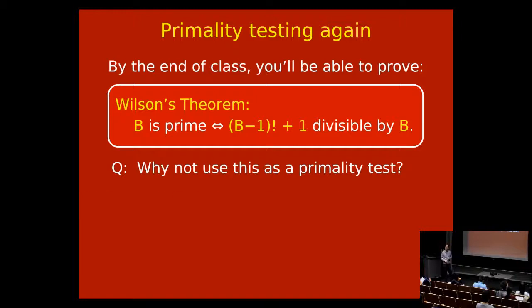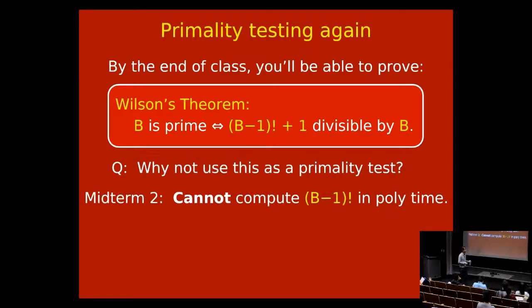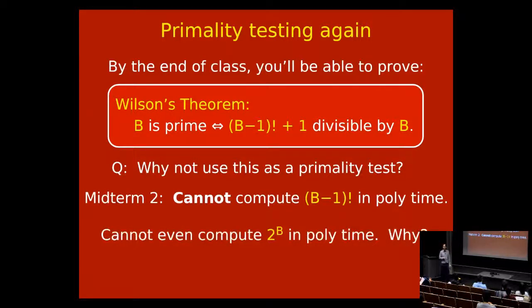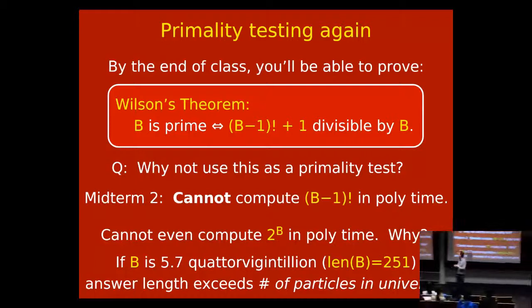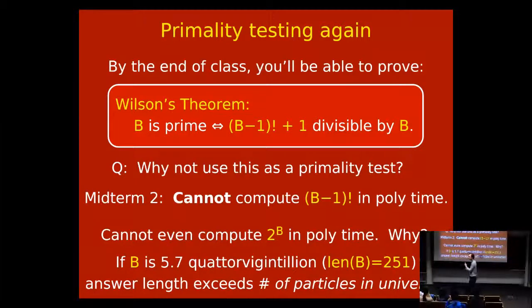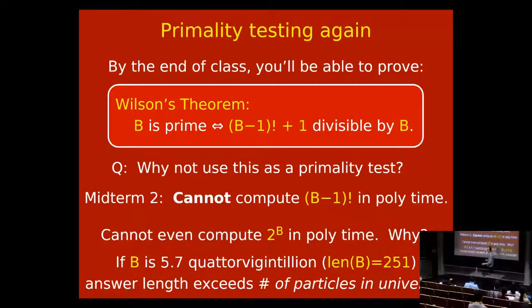What's the problem with this idea? As you all know, you cannot compute b factorial or (b minus 1) factorial in polynomial time. Why not? In fact, you can't even compute 2 to the b in polynomial time, which is simpler. At first, you might think, just left shift the bit 1 by b many steps. But if b is 5.7 quattuorvigintillion, and you try to write down a number that's 1 followed by that many zeros, that's more than the number of particles in the universe. So you can never physically write that down. So you cannot compute (b minus 1) factorial or 2 to the b in polynomial time, just because it takes exponential time just to write down the answer. It has an insane number of digits.